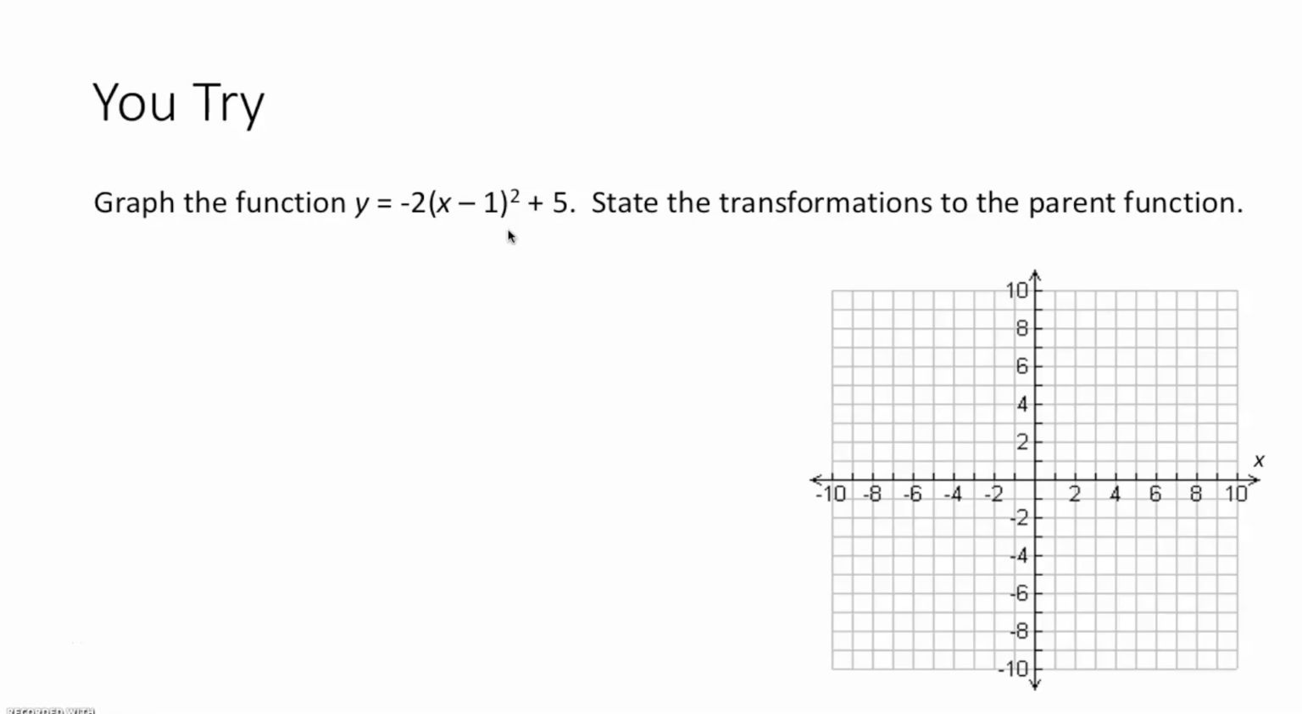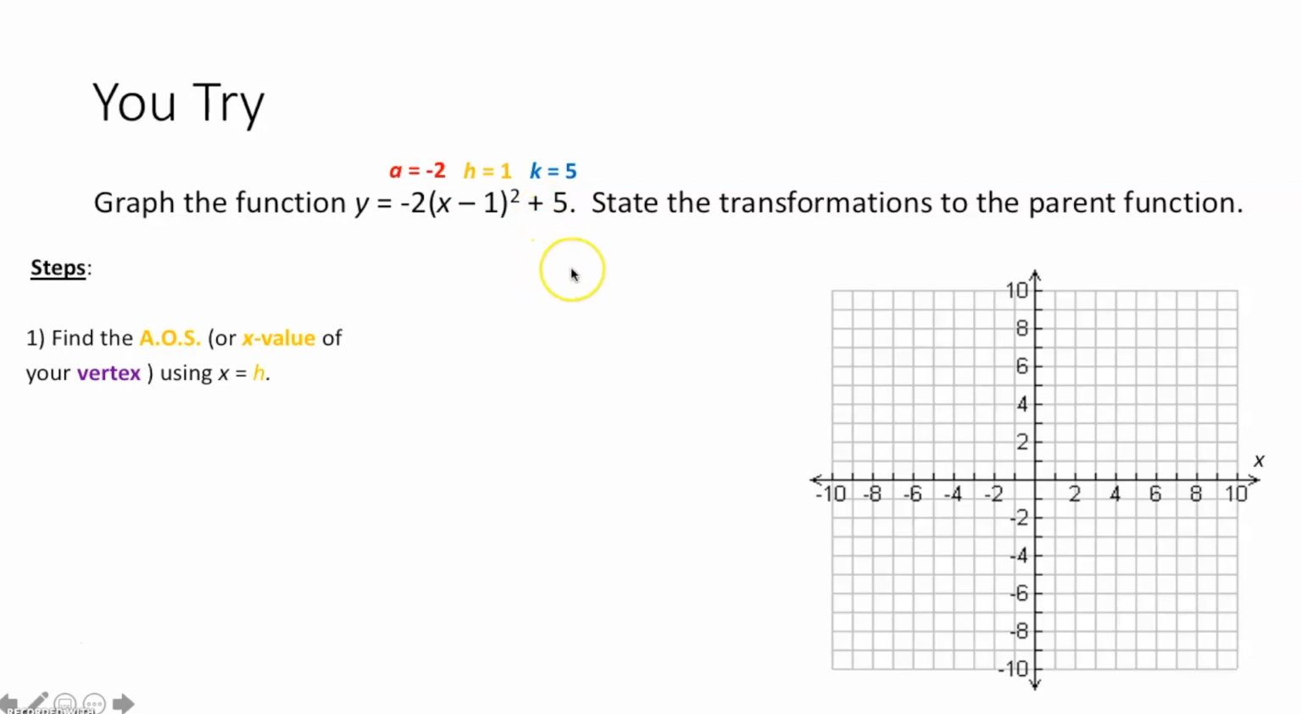Oh, you try. Okay, so we're going to do the same thing here. Step 1, we want to find the axis of symmetry, or x value of the vertex, using x equals h. So what's our a, what's our h, and what's our k? Our a value is going to be this -2 that's out front. Our h value is going to be the opposite of what you see in here, so it's going to be +1. And our k value is going to be exactly what you see out here, so it's going to be +5. So if we're finding our axis of symmetry, that's x equals h. That's, in this case, going to be x equals 1.